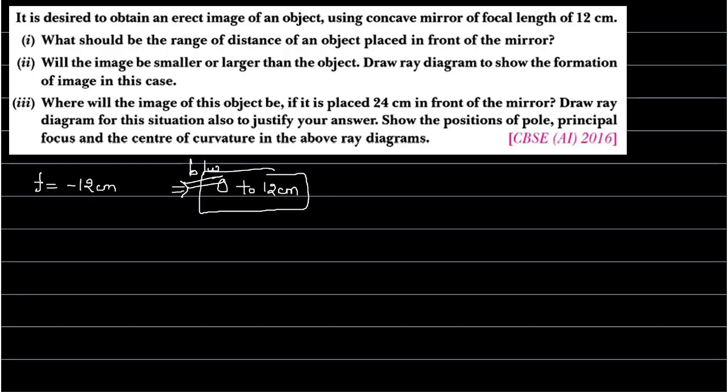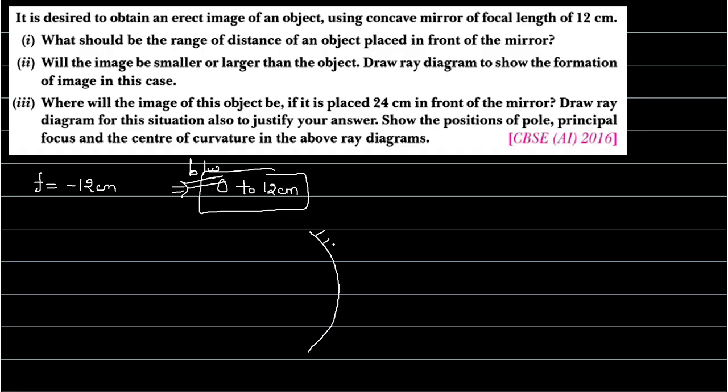Now it is saying where will the image of this object be if it is placed 24 centimeter from the mirror. Focal length is 12. We are placing it at 24. That means we are placing it at center of curvature. So the image will also form at center of curvature.